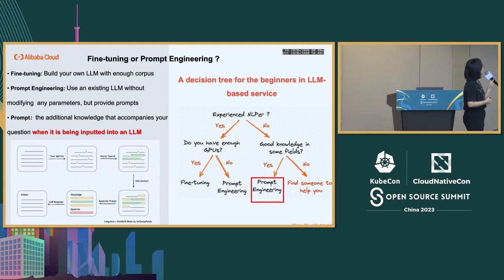On the other hand, prompt engineering means that you are going to use an existing LLM. For example, we can use ChatGPT or we can use Tongyi Qianwen without modifying any parameters, but instead just provide some prompts. So what is a prompt? A prompt is the additional knowledge that accompanies your question when it is being inputted into an LLM. We can see an example here.